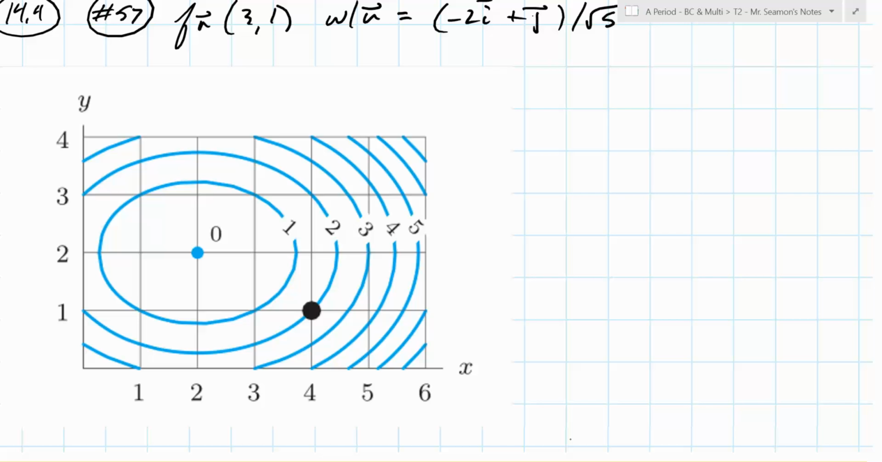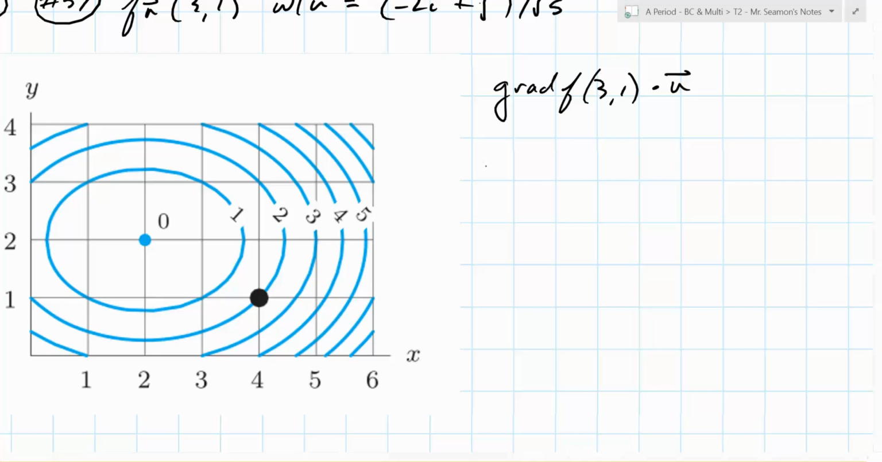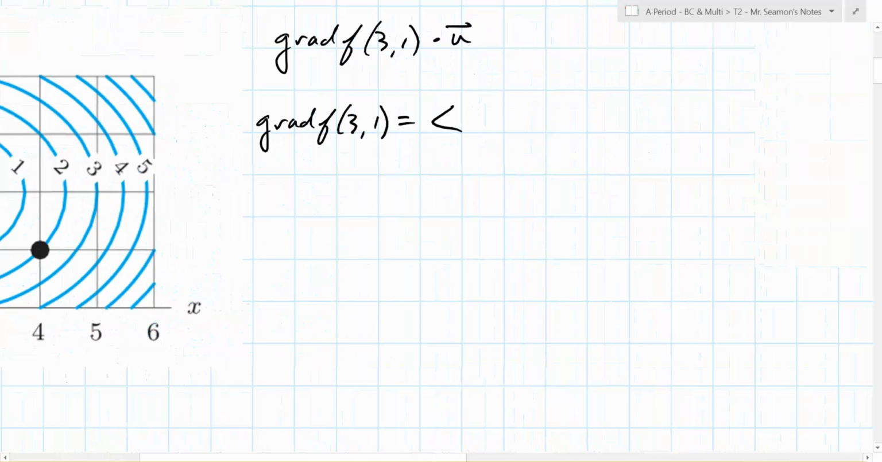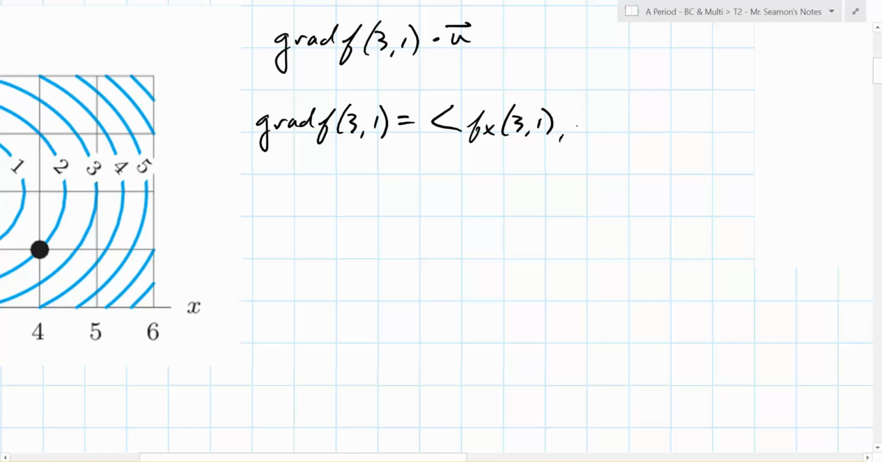We're looking for what time, what dot what? The gradient of f at (3, 1) dot what? u. Well, we have u, so all we're looking for now is the gradient of f at (3, 1), right? So the gradient of f at (3, 1) is a vector, correct? It's (fx(3, 1), fy(3, 1)).